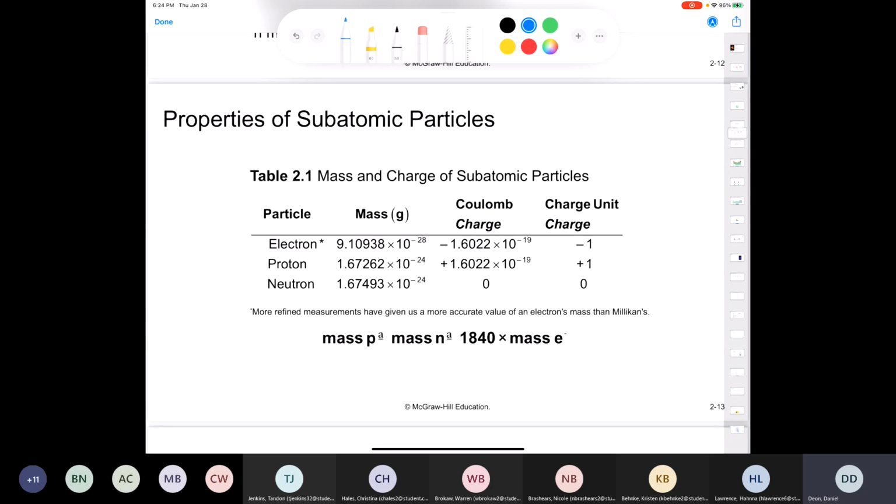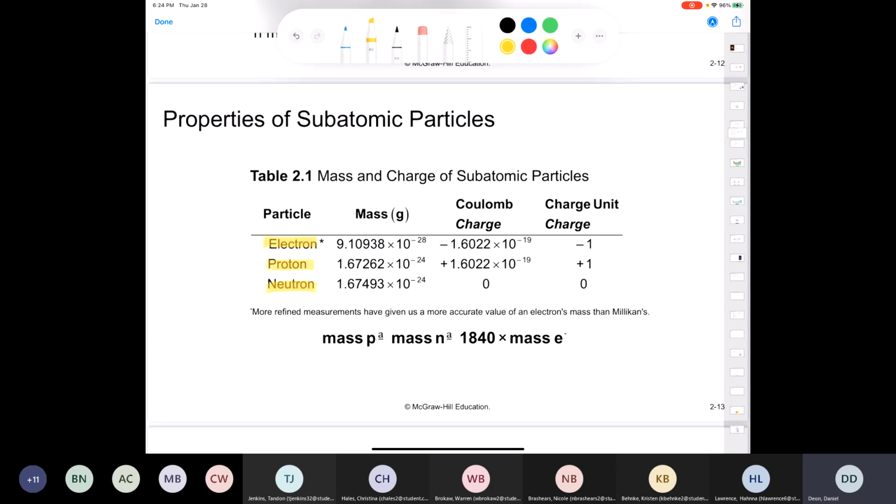You still have to know about the history of the atom, but again, I go over that in a lot of detail in my lecture videos that I posted to D2L. So let's skip ahead here to the properties of those subatomic particles that I talked about on the first slide of chapter 2. The electron, the proton, and the neutron.